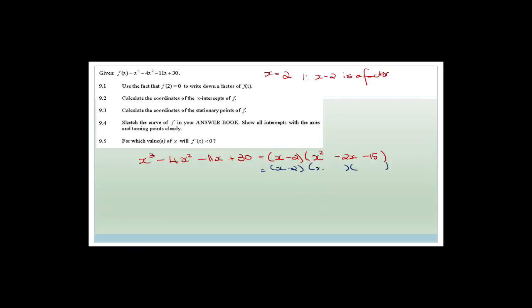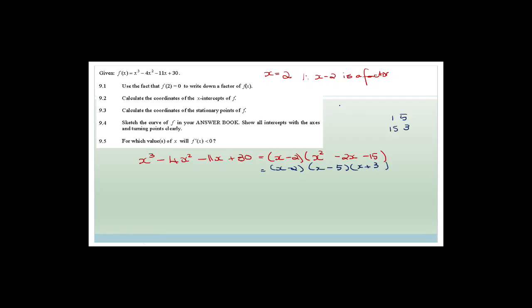The factors of x squared are x and x, that's pretty easy. For the factors of 15, we know that one of the brackets has to be negative and the other one has to be positive, and they have to add up to minus 2, and they have to multiply to be 15. So your factors of 15 are 1 and 15, and 5 and 3. So obviously it has to be minus 5 and plus 3.